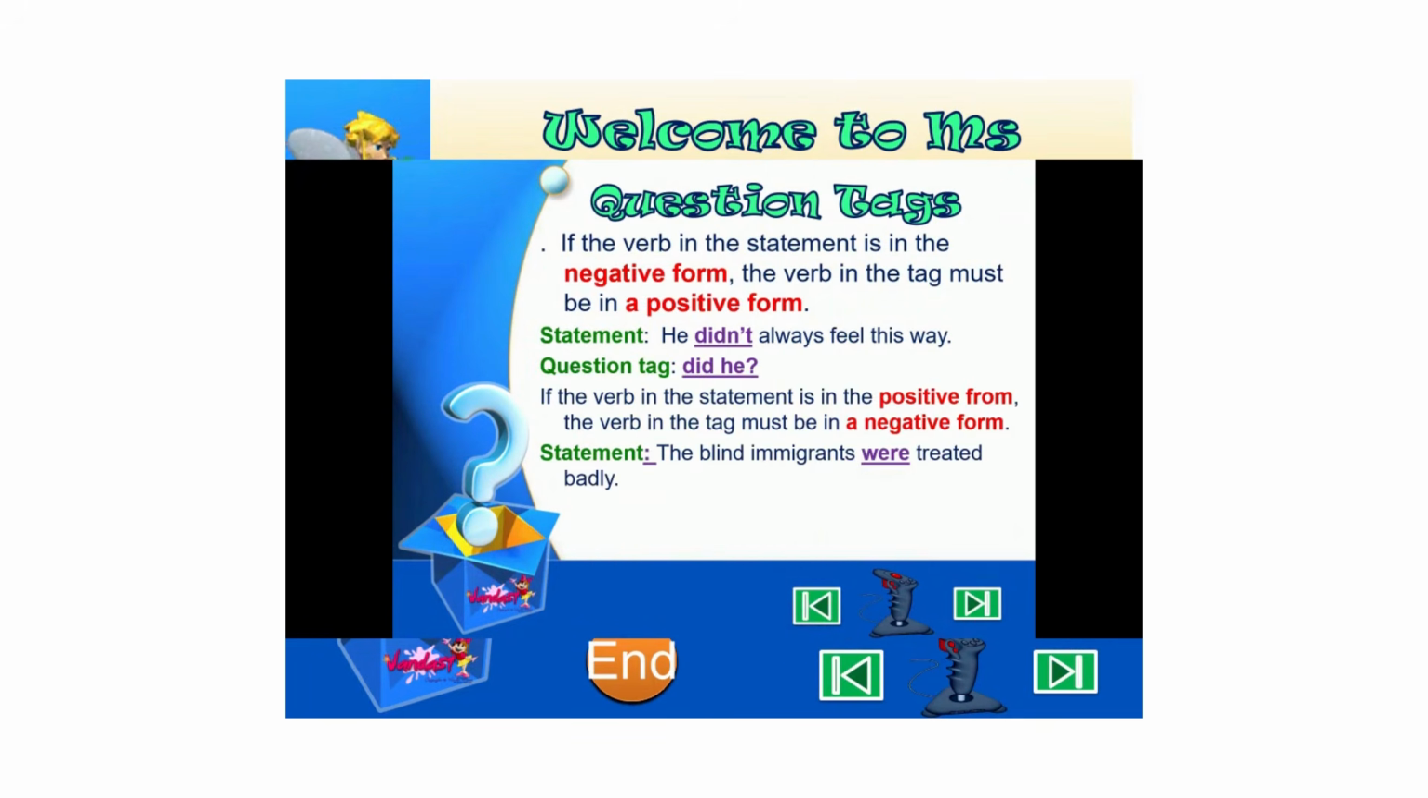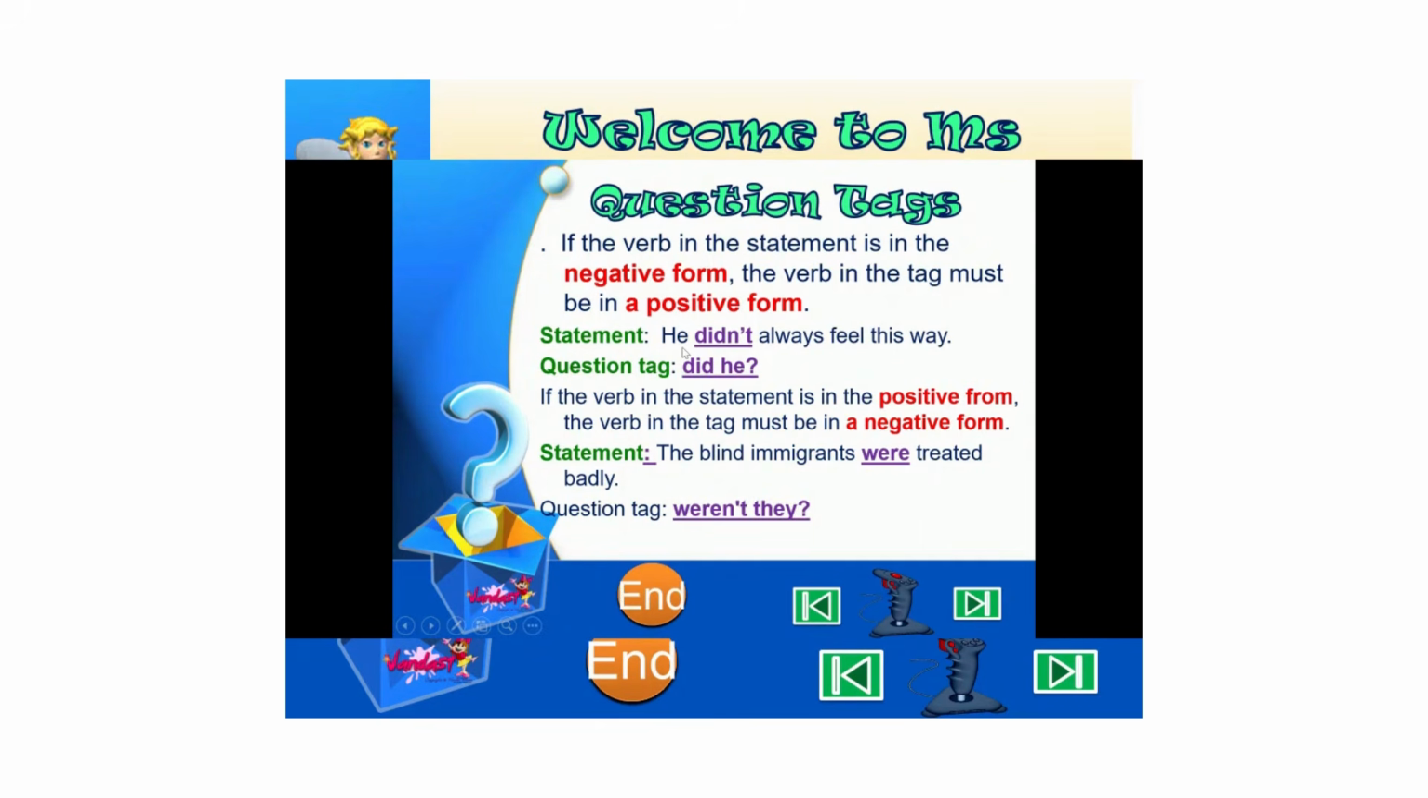There are rules on how to add a question tag. The first rule is that if the statement is in a negative form, the question tag must be in a positive form. And if the statement is in a positive form, the question tag must be in a negative form. Now, for you to understand it better, we need to do that practically.